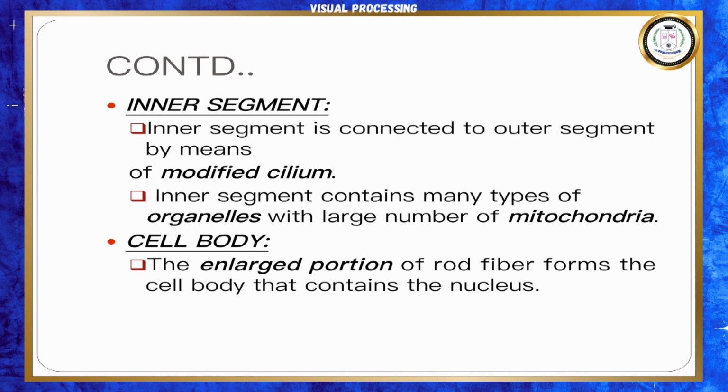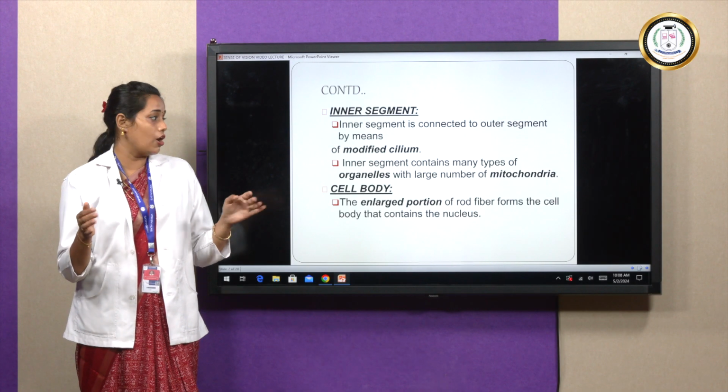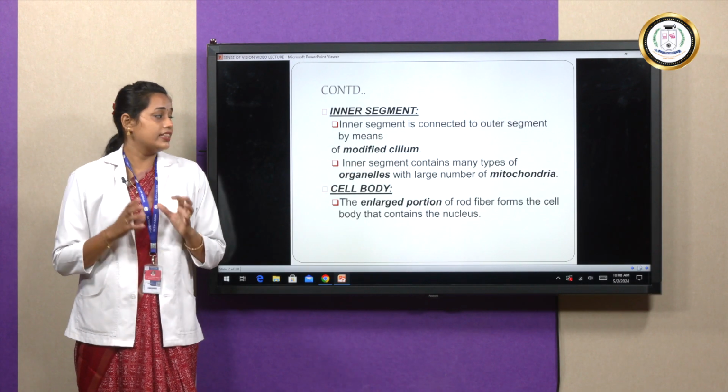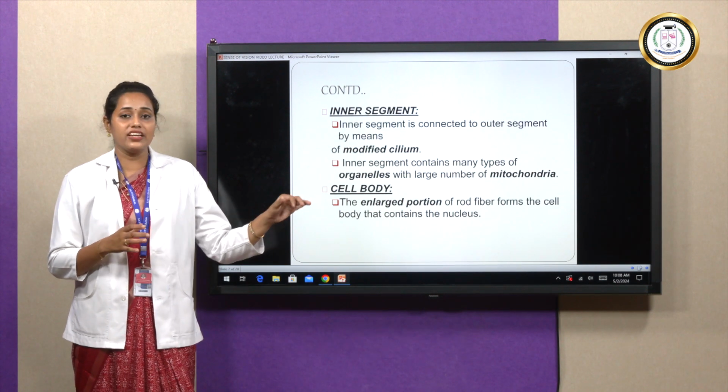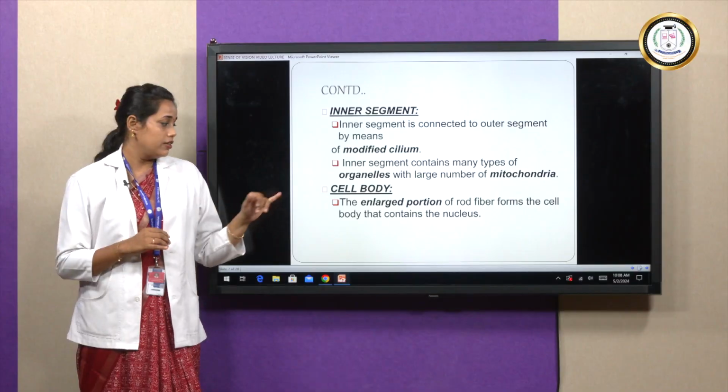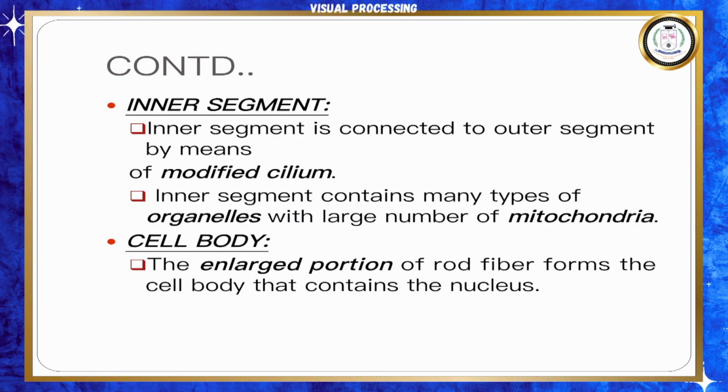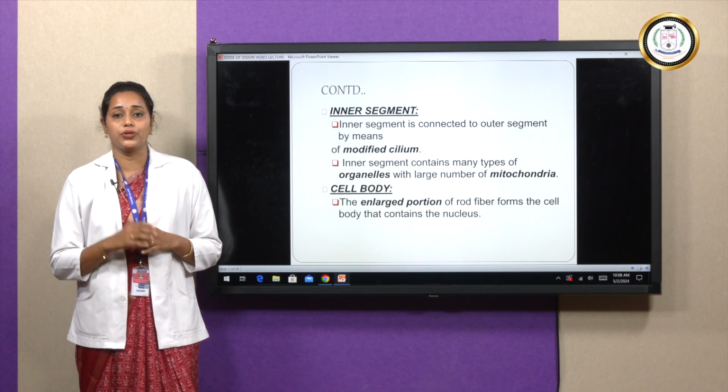Next, we'll discuss the inner segment. There is a structure which connects the outer segment and the inner segment. This structure is called the modified cilium. The inner segment contains many types of organelles with numerous mitochondria in it. Next comes the cell body. The enlarged portion of the rod fiber is called the cell body and it possesses a nucleus.